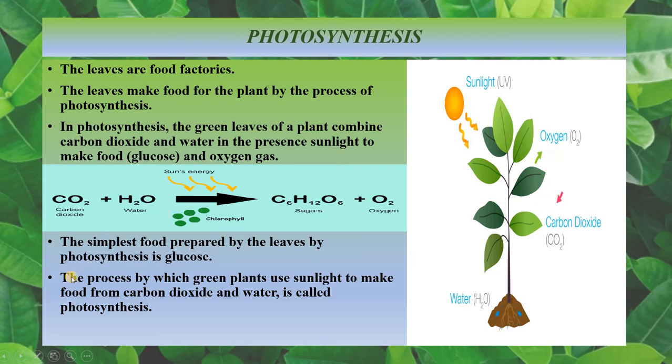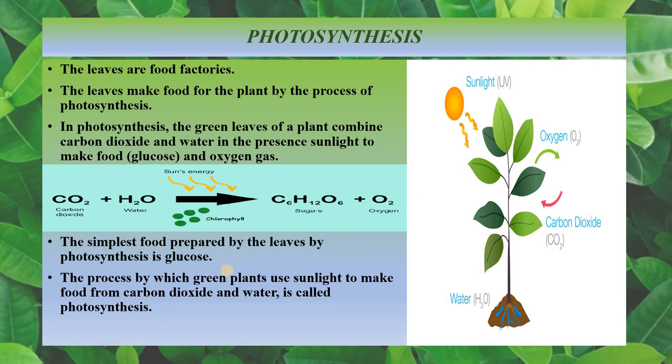Once again, I'm telling you the definition, then I'll explain the process. The process by which the green plants use sunlight to make food from carbon dioxide and water is called photosynthesis. The term photosynthesis means photo is light and synthesis is to make or to prepare. So in presence of light the plant prepares food, so this process is called photosynthesis.